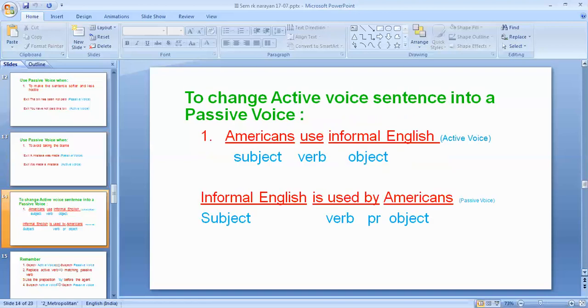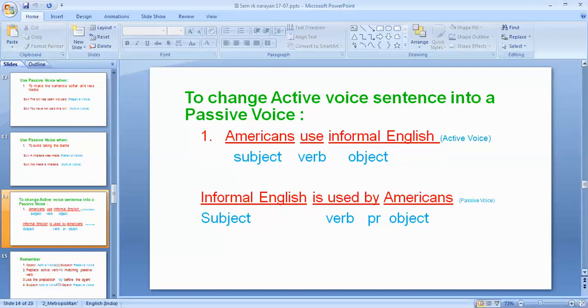And look at this sentence. So in this sentence, how to change the sentences in active voice into passive voice with one example. If you see the first sentence, Americans use informal English. This sentence is in active voice because the verb of the sentence is use. Who is the doer of the action? Americans. They are the doer of the action and they are in the subject position. On what are they doing this action? Informal English.